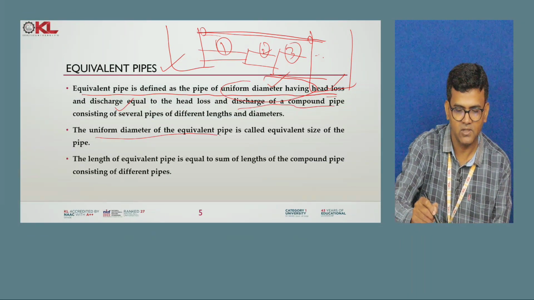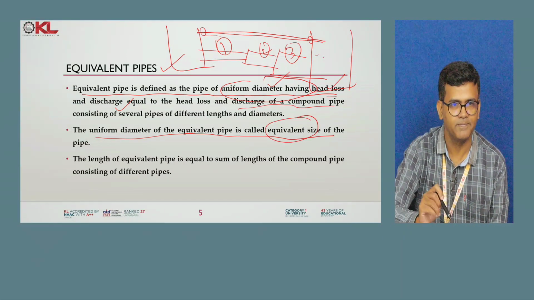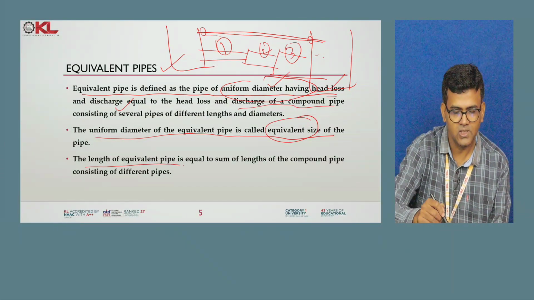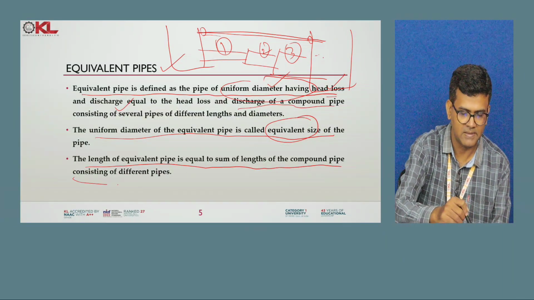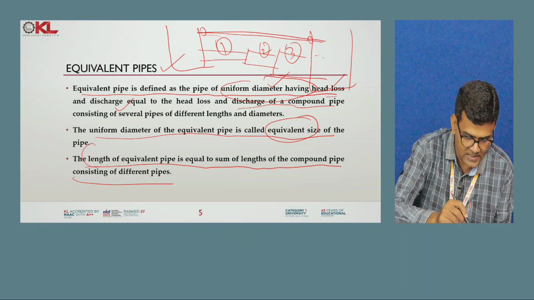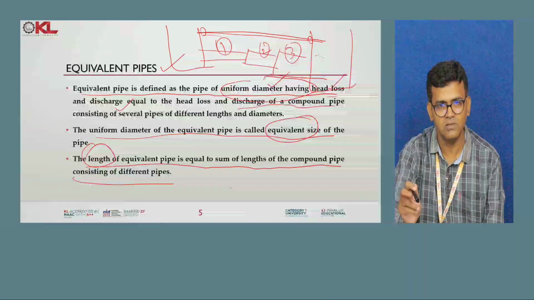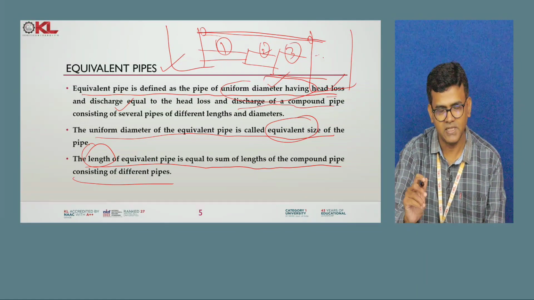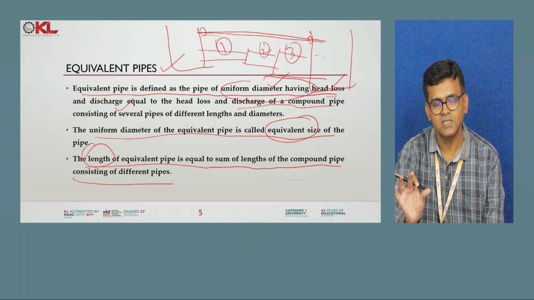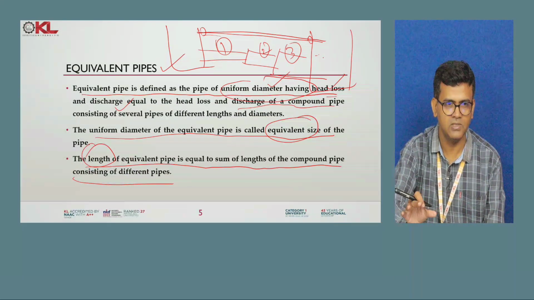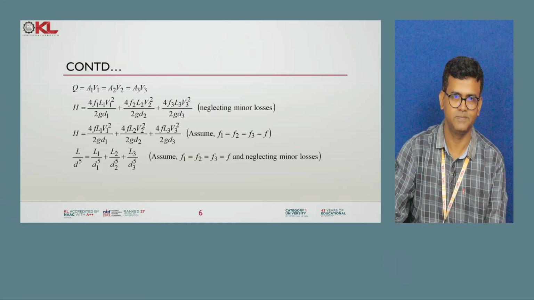The uniform diameter of the equivalent pipe is also called the equivalent size of the pipe, and the length of the equivalent pipe is equal to the sum of the lengths of the compound pipes. That is also one of the characteristics: the sum of the lengths of the pipes connected in series should be equal to the length of the equivalent pipe. That is about the equivalent pipe.